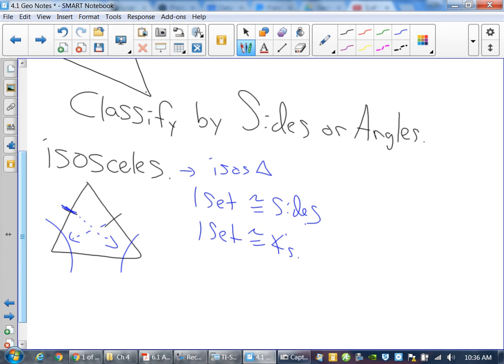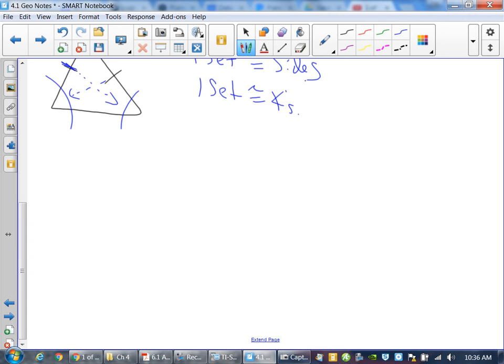What's another type? Scalene. Scalene, okay. What's a scalene triangle? A triangle that has 3 sides. Well, they all have 3 sides, thank you. No sides the same.